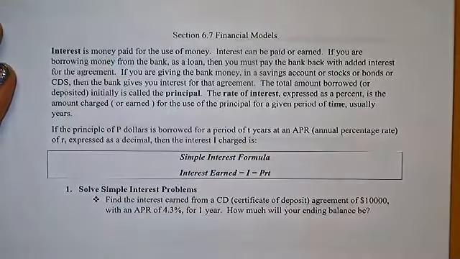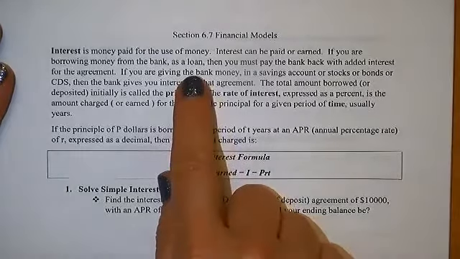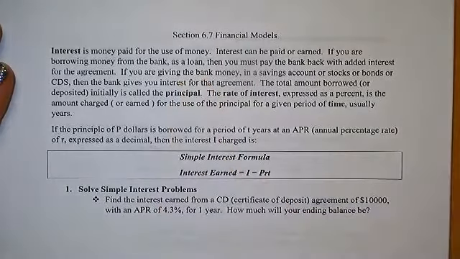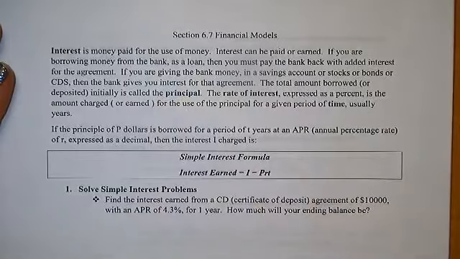Interest is the money that is paid for the use of money. Interest can be paid or earned. If you are borrowing money from the bank as a loan, then you must pay back the bank with added interest for the agreement. If you are giving the bank money, such as a savings account or stocks or bonds or CDs, for example, then the bank will give you interest for that agreement.